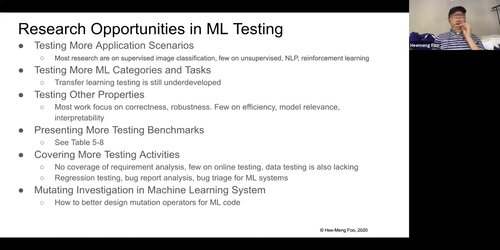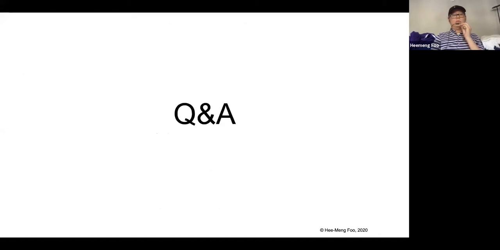Okay, research opportunities. More application scenarios, more machine learning categories of tasks, testing other properties, presenting more testing benchmarks, covering more testing activities, and mutation investigation in machine learning. So how to better design mutation operators in machine learning code. After going through what I've just done, you can see that there are still a lot of areas of research. This is an area that is very interesting, and that was one of the major conclusions I had after going through the entire paper. So that is it.